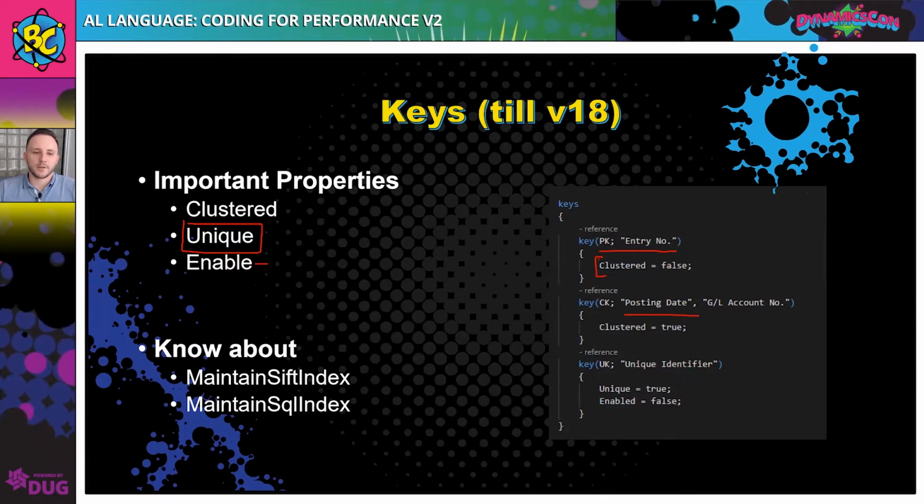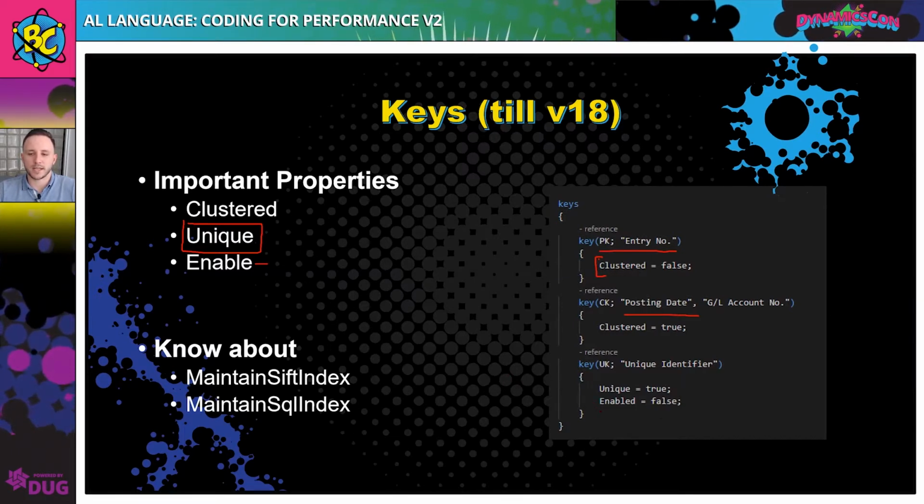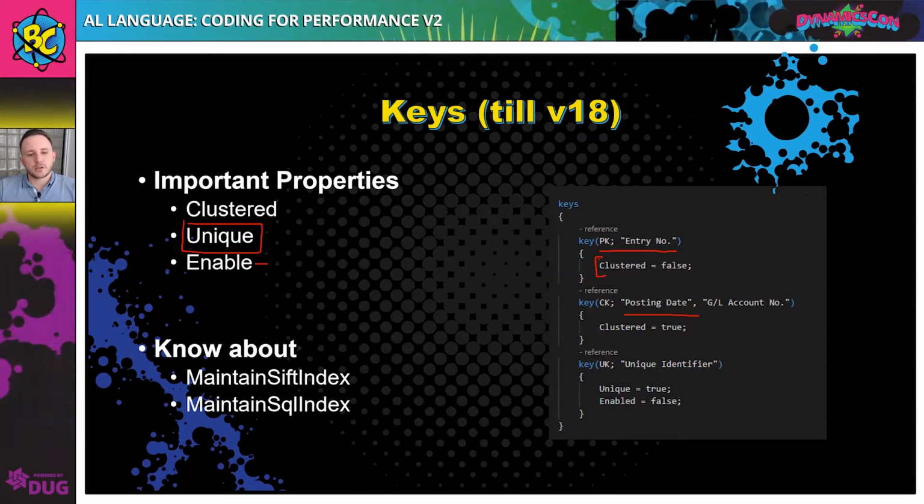So if you have a key that you don't want to use anymore, then it's really good practice to disable the key or set enabled to false. It's linked also with these two properties. They are similar: MaintainSIFTIndex and MaintainSQLIndex. Both of them allow you to disable maintaining. Maintaining is some procedure on SQL that does some sorting, some pre-processing of data.